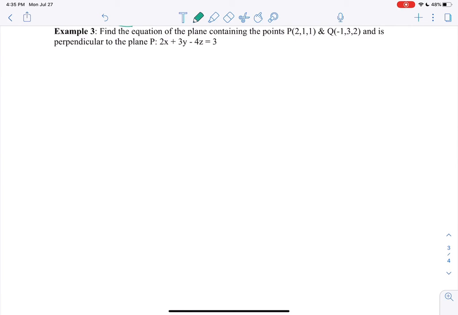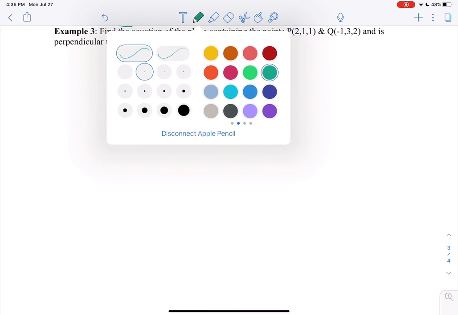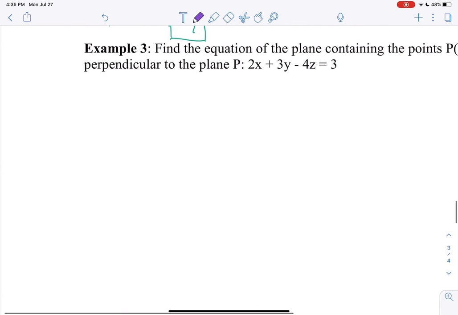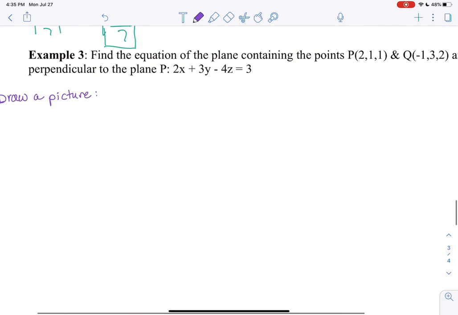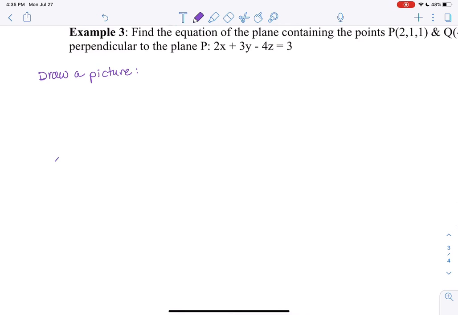And now I'm going to get set up. So we're trying to find the equation of a plane containing the points P and Q, and that is perpendicular to this other plane. So it might help to start by drawing a picture. So let's draw a picture, just to sketch out the scenario. So we're trying to find the equation of a plane. This is the one we're trying to find.